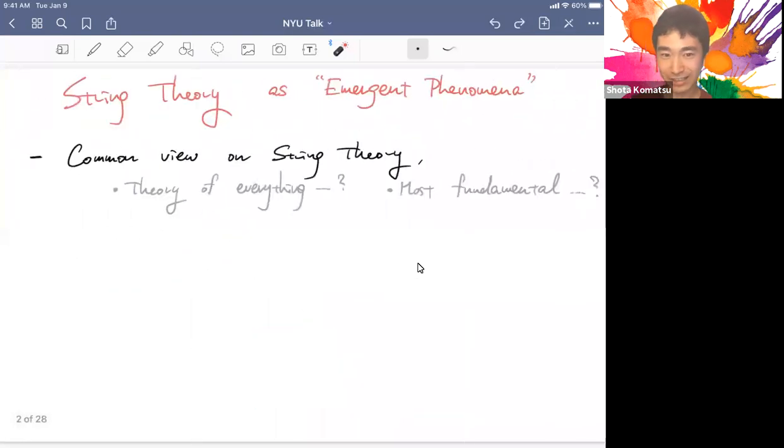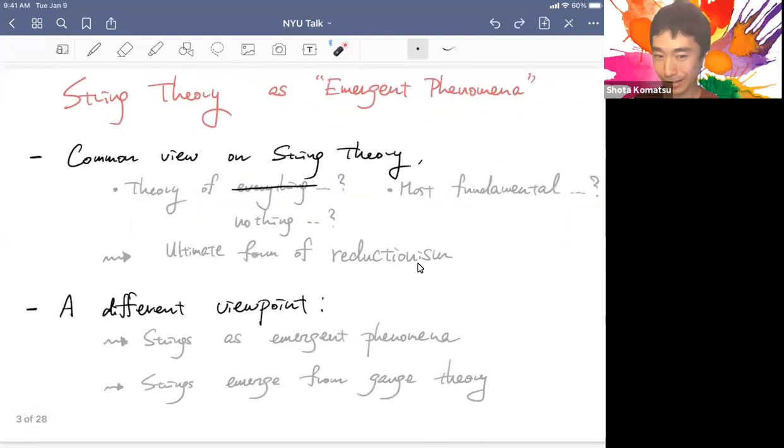Okay, so let's start. This talk, I said, is about gauge theory, but it's also about string theory. When you hear the word string theory, I guess the common view is that it might be a theory of everything, or some theory which is most fundamental. Or maybe the critics might say that it might be a theory of nothing, but I won't address those critics. But anyway, one thing common in all these viewpoints is that they view string theory as a kind of ultimate form of reductionism.